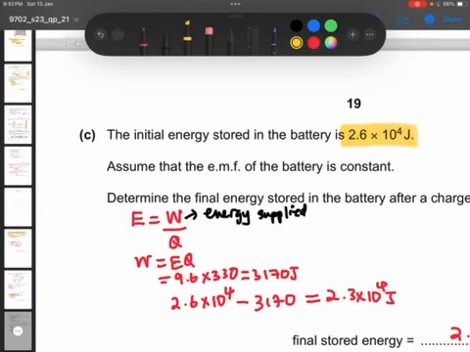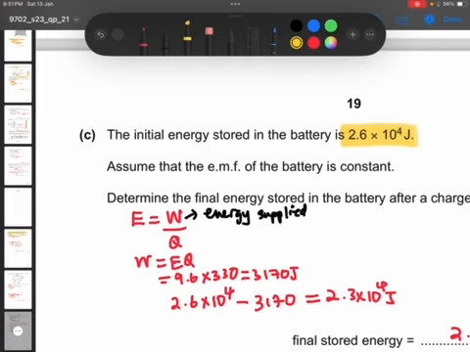Okay, so to do this, we need to know the final energy stored by the battery. Remember, the battery stores energy as chemical energy. So we need to know the final energy that it has left. But to know what it has left, we must know what it has supplied. Now, to know what it has supplied, we must understand the definitions of EMF.